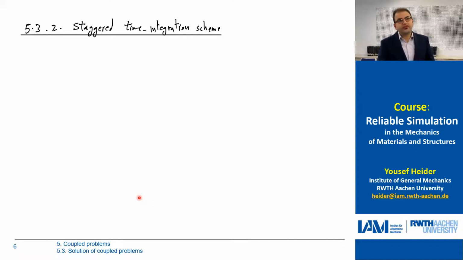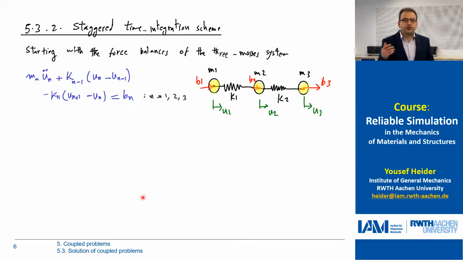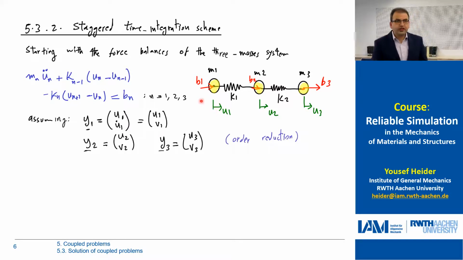The other scheme would be then the staggered time integration scheme. So it's a kind of alternative. In this case, we need also to reduce the order of our ordinary differential equation from order 2 to order 1. So we start with the force balances of the three mass system. So we have mass 1, mass 2, and mass 3. We have seen this, I think, in the previous lecture. And then we have a global balance equation, and n would be referring to which mass. So if we say n equals 2, it means we are talking about the second mass. So we have 3 masses, which means we also have 3 balance equations in this case.